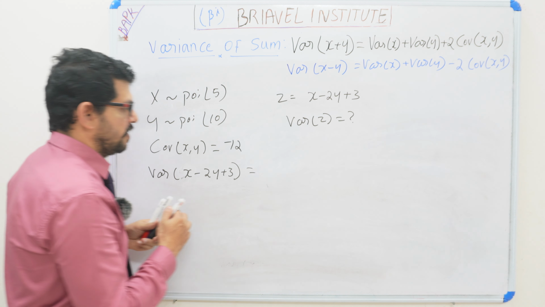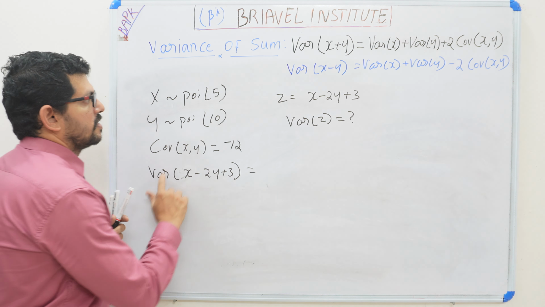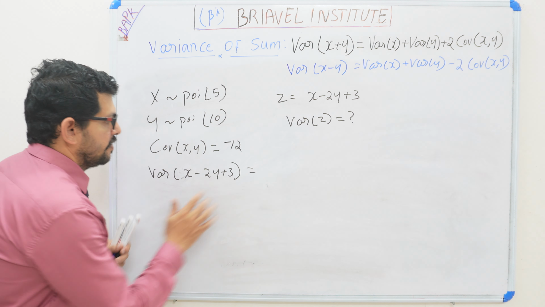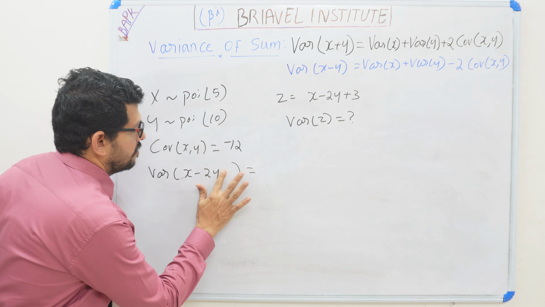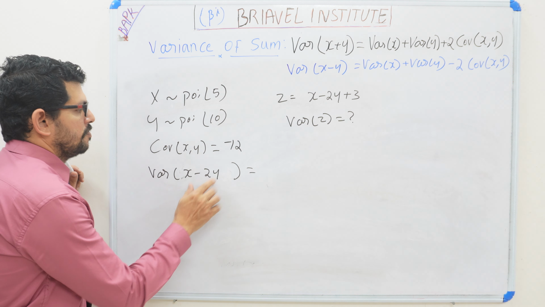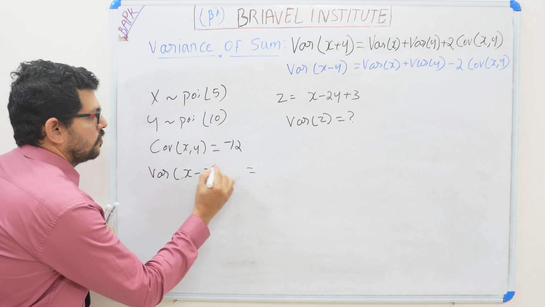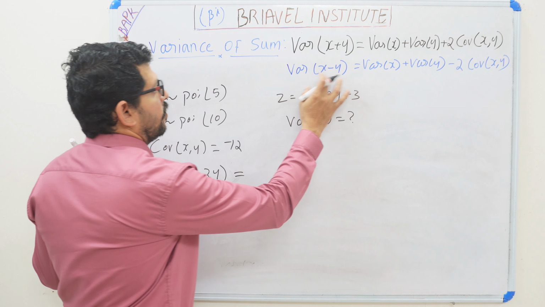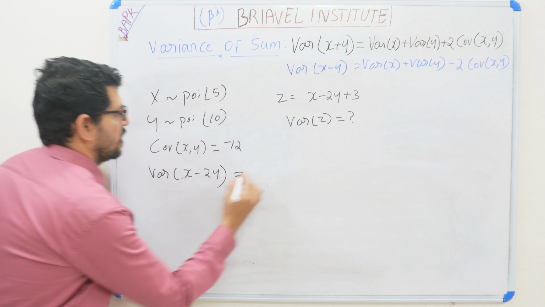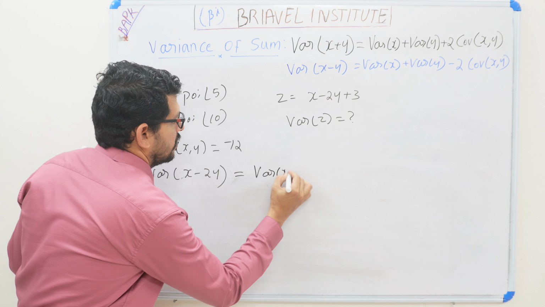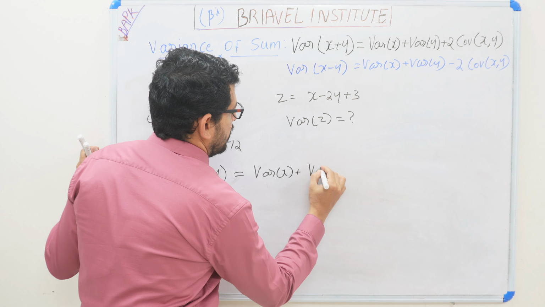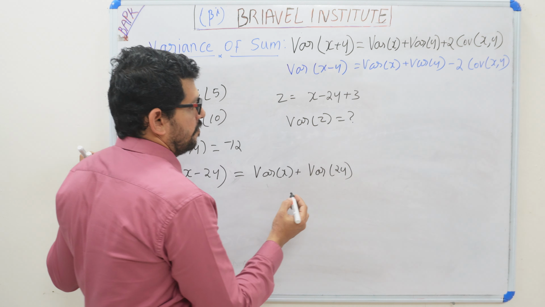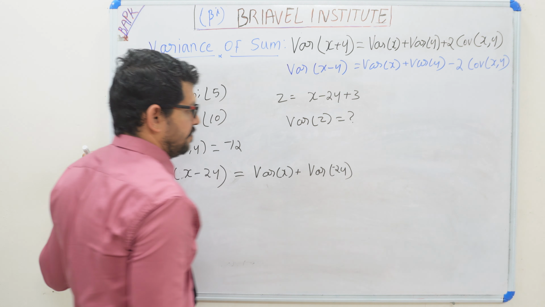So this is what the formula will be. The constant in the variance is equal to 0, so we don't need to take the constant. It becomes X minus 2Y. For X minus Y we know the formula. In the same way we can write variance of X plus variance of 2Y.